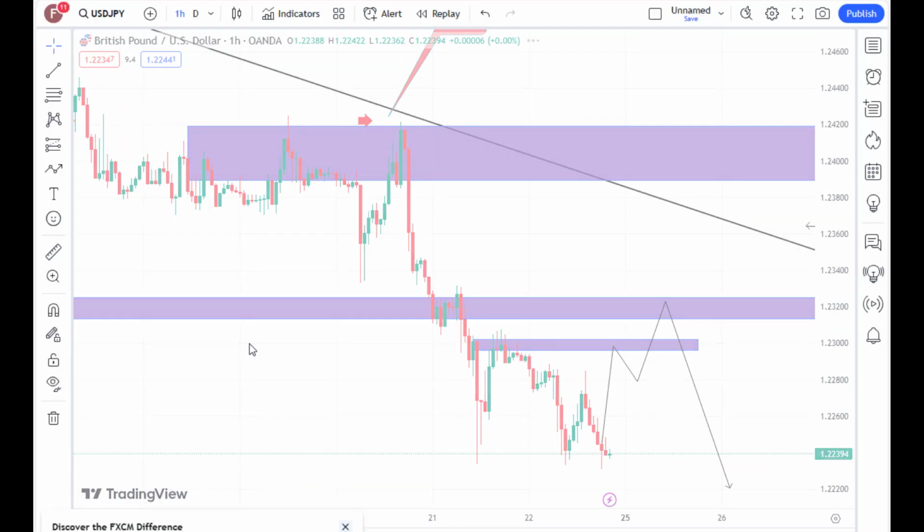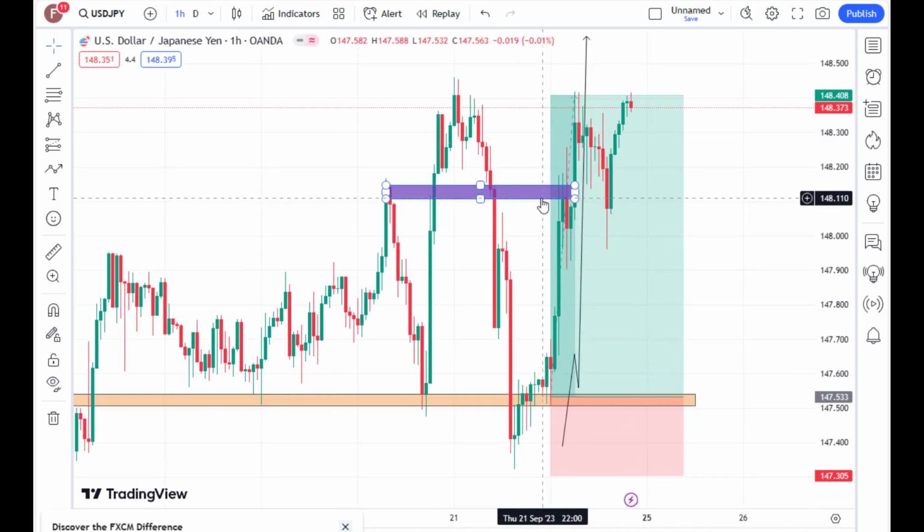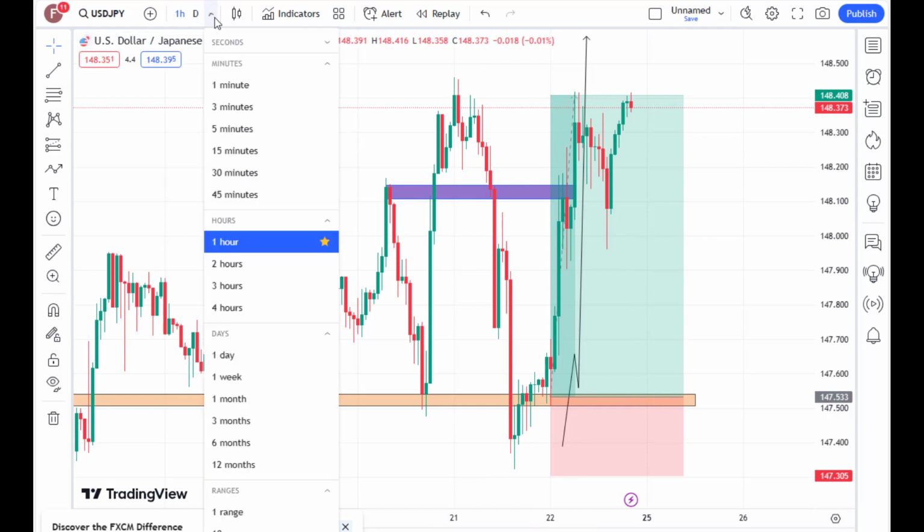For US dollar Japanese yen, we had an amazing move. We got a very good trade last week, right? We had a good trade. I can show you in the Telegram, but I don't want the video to be too long.